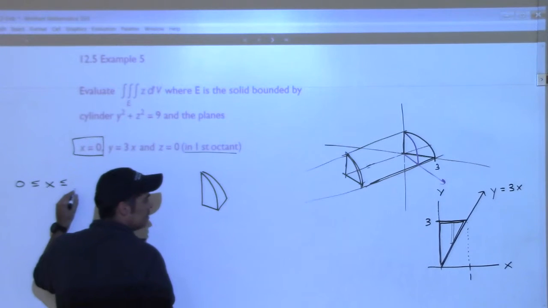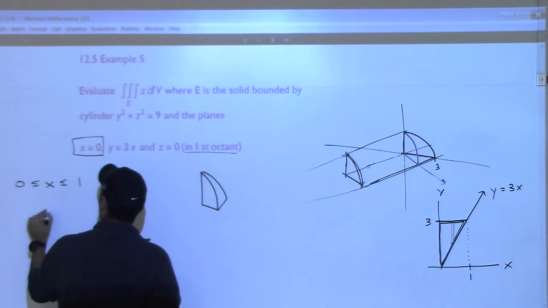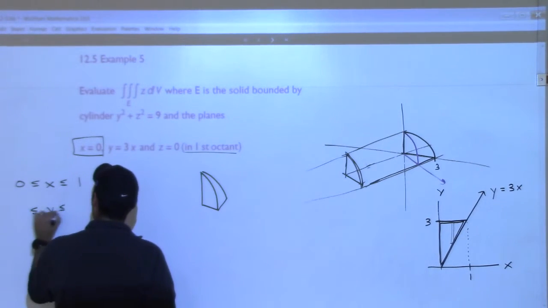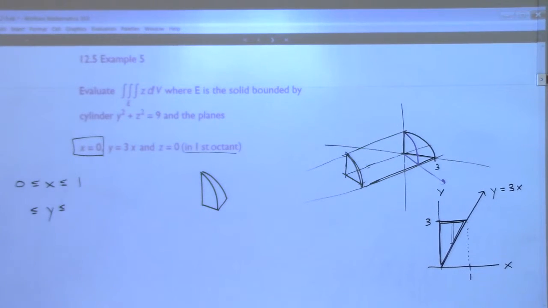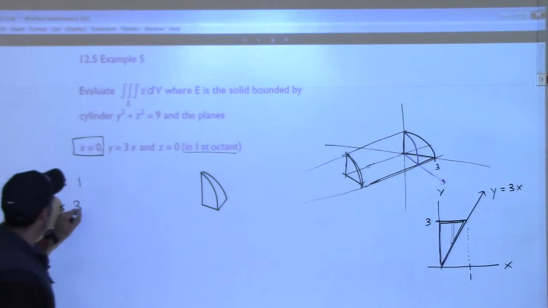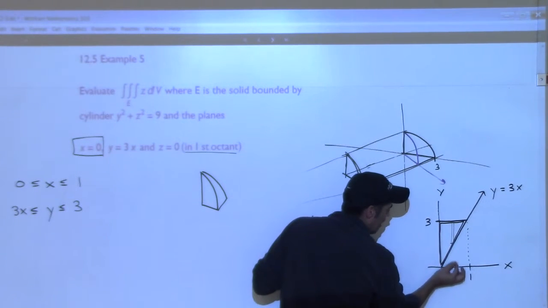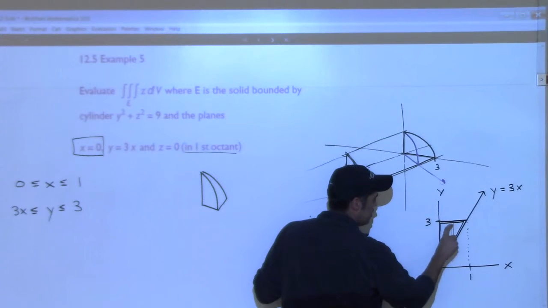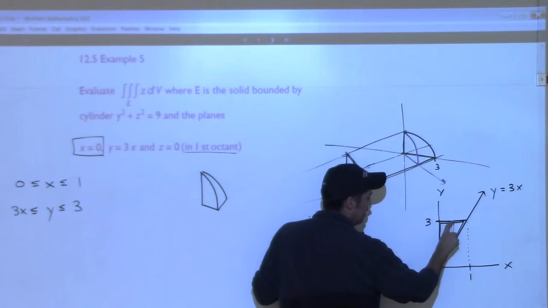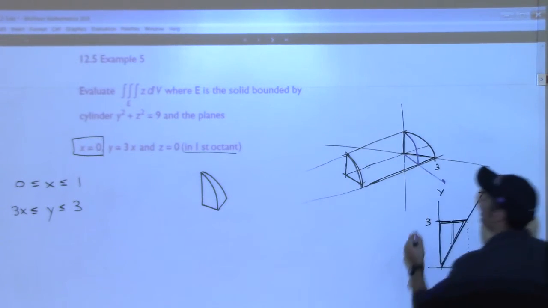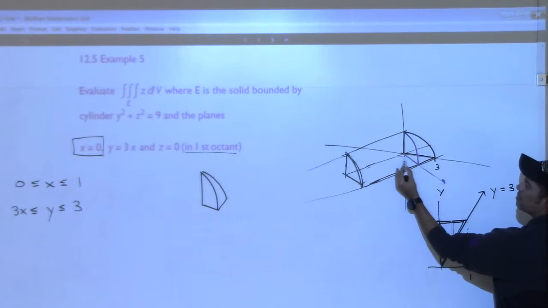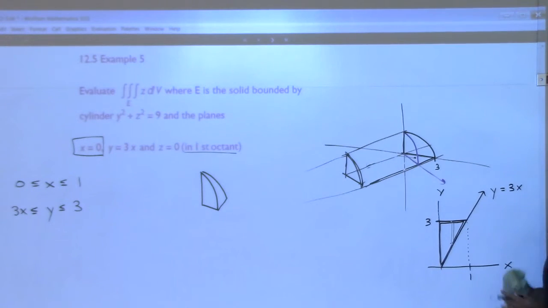0 and 1. And then y is between our two functions of x. Be careful here, 3x to 3. Okay, so you pick an x between 0 and 1. Now your y has to be between this line and here, so between 3x and 3. And then that would put us somewhere in here, wouldn't it?